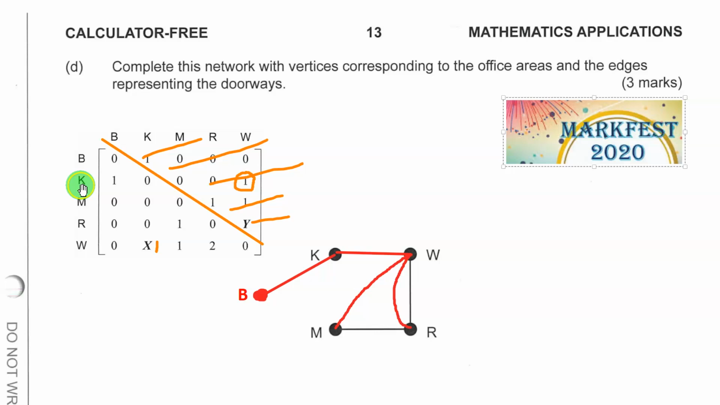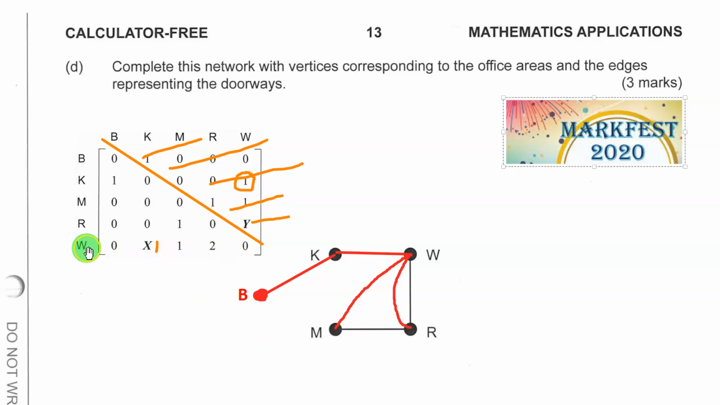And then from where do we need to go next? M doesn't have any connections to the B, K, or M. R to M, so R to M is already in there. And then we're down to the bottom row. So we want a connection from W to K. So that one's missing, so we'll add that line in. From W to M, so that's from W to M, we add that line in.